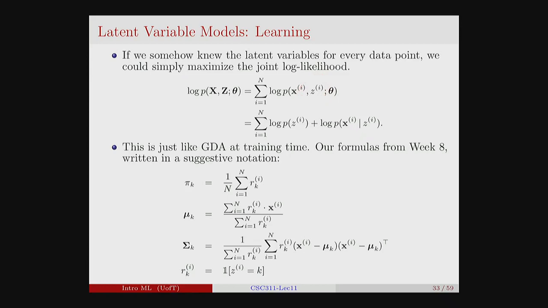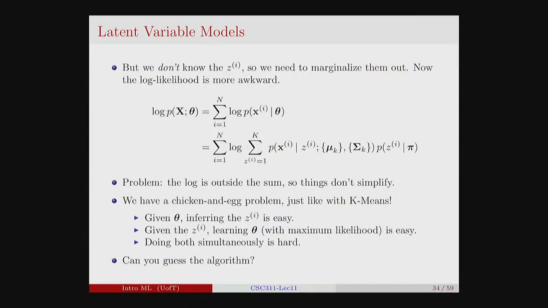So this should start to give you a flavor of what that learning algorithm is going to look like. Because we don't know zi, we need to marginalize it out. And now that's what gives us this really awkward log likelihood. So the problem is that the log is outside the sum, so we don't have things that simplify. So we can't move this summation outside the logarithm here.